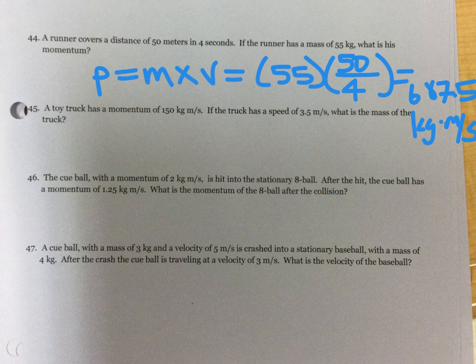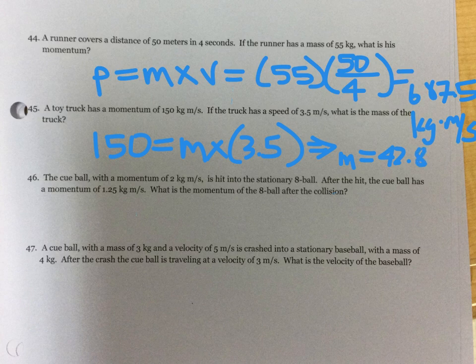Number 45 says a toy truck has a momentum of 150. So we know P is 150, and it has a speed of 3.5 meters per second. What is the mass? So this time we're looking for the mass, and we're given the velocity of 3.5. To find the mass, we can take 150 divided by 3.5, which is 42.86-ish. So the mass of this truck is 42.86 kilograms.